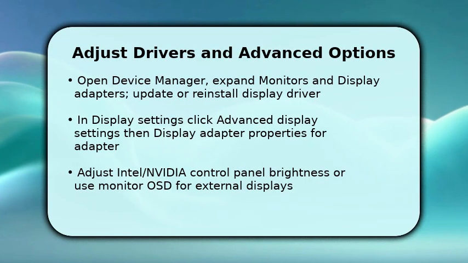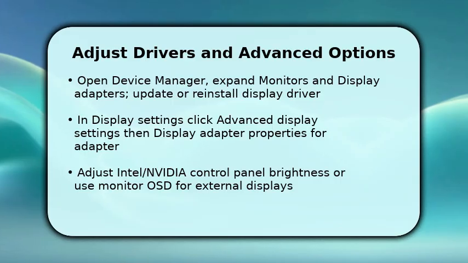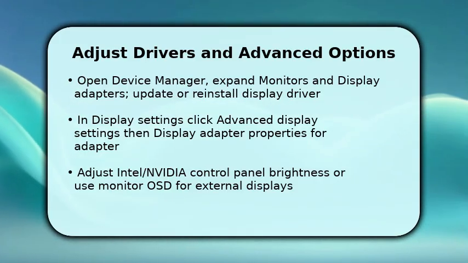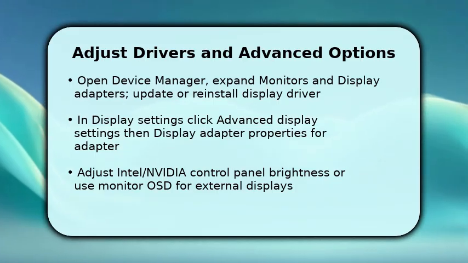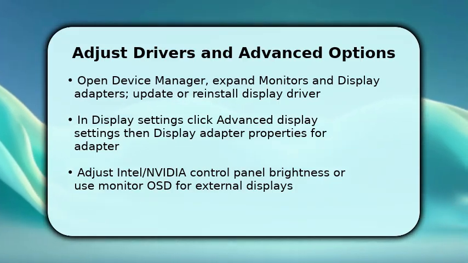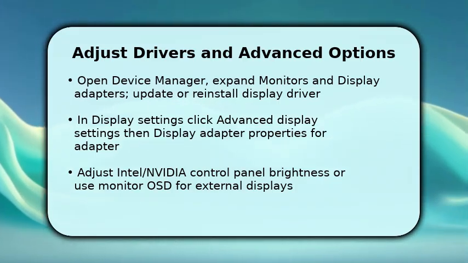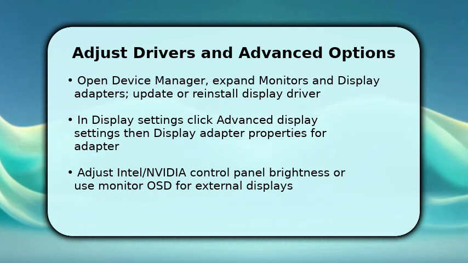Once done, return to Display Settings and use Advanced Display Settings to access adapter properties. Vendor control panels like Intel or NVIDIA will let you fine-tune gamma and brightness. If you're on an external monitor, use its on-screen display buttons. This is often faster and more precise.